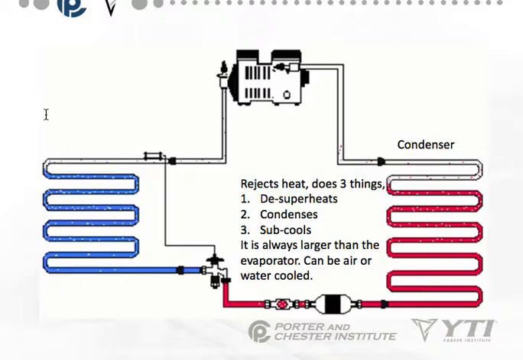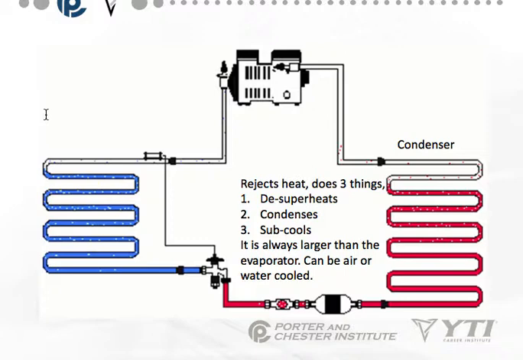The condenser does three things: it desuperheats, it condenses, and it subcools. Okay, it is always larger than the evaporator. The condenser always has more surface area and more internal capacity than the evaporator. It can be air or water cooled.